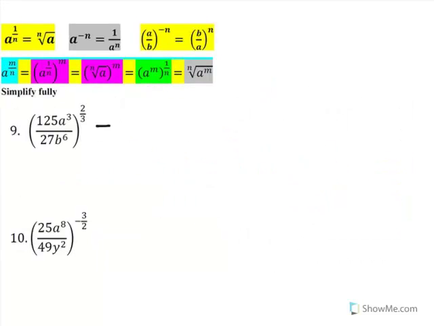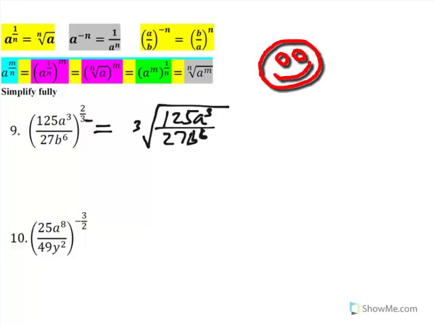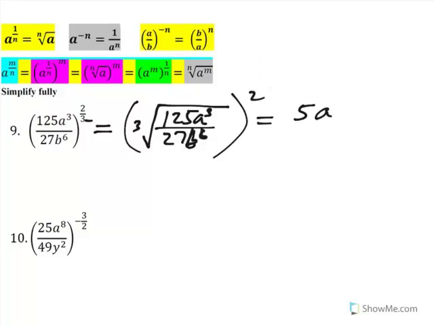This time we are simplifying. We've got a fraction, and can you see what the root is going to be? Well, it's going to be a cube root because of this 3 here. And then what we're going to do after that, we're going to square it. The cube root of 125 is 5. The cube root of a cubed is a. 3 divided by 3 is 1.